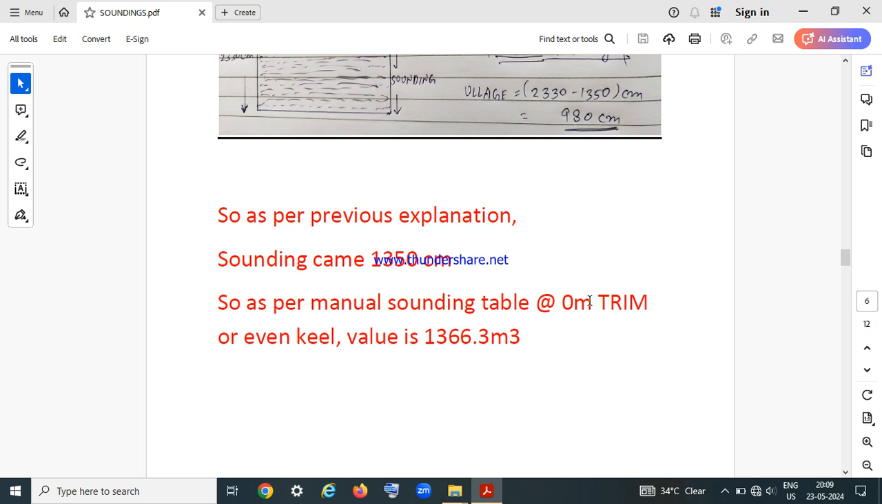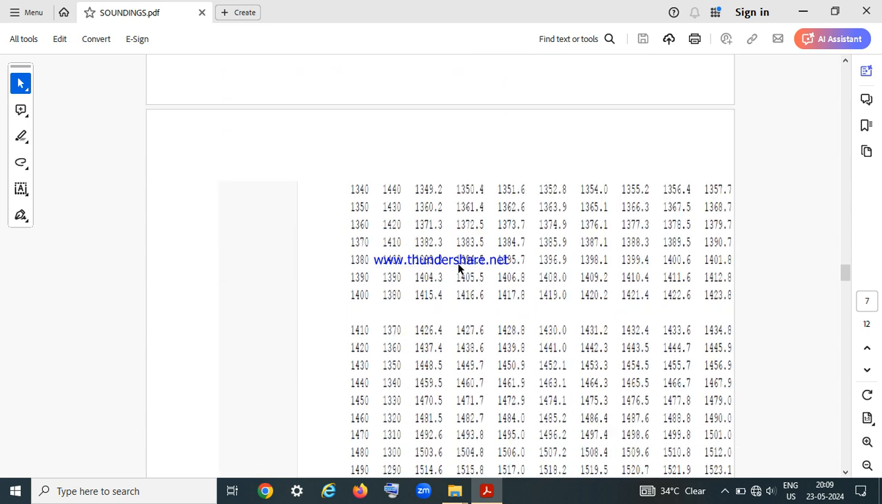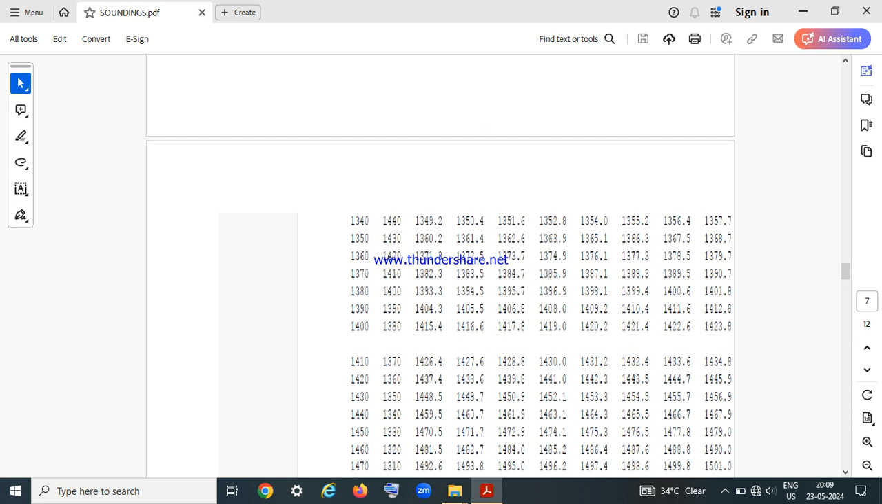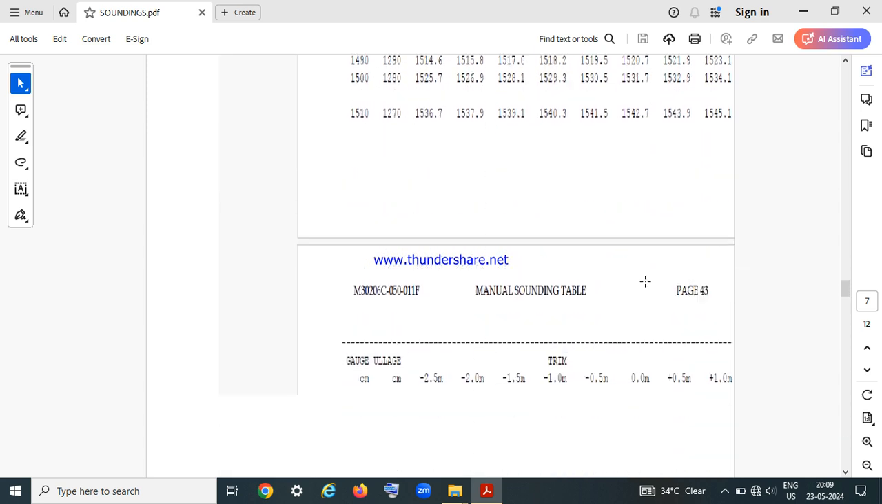You will find this situation many times, that trim is zero, or even keel. So at that time, suppose at 1350 sounding. This is the 1350 sounding, this is the sounding, this one is the ullage, and this one is the meter cube value which you have to calculate. So here this is the simple 1350, at 0 meter trim. 0 meter is this one. You can see here the trim.